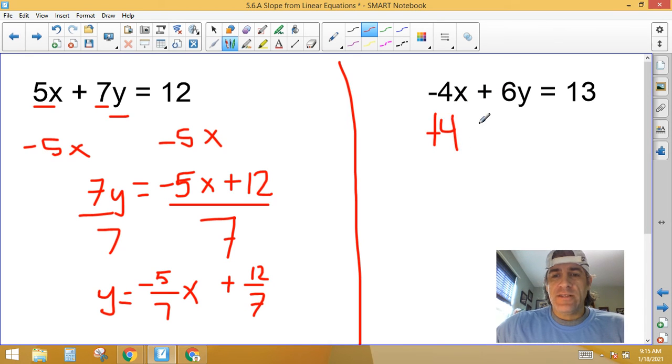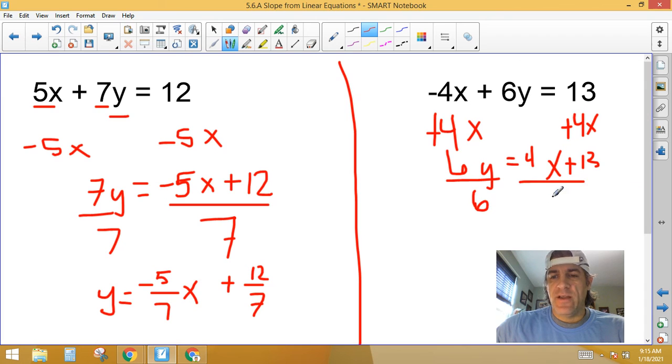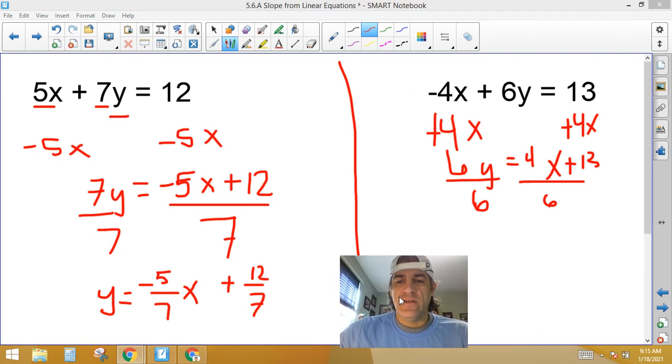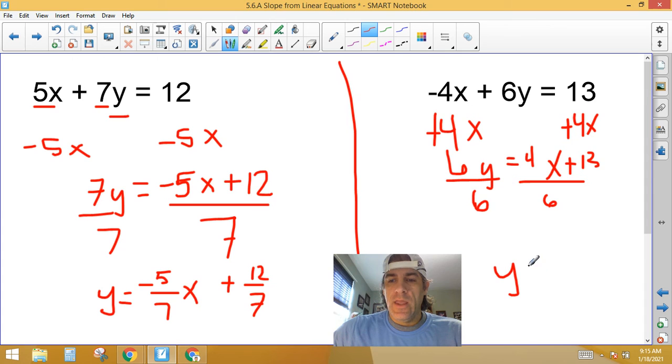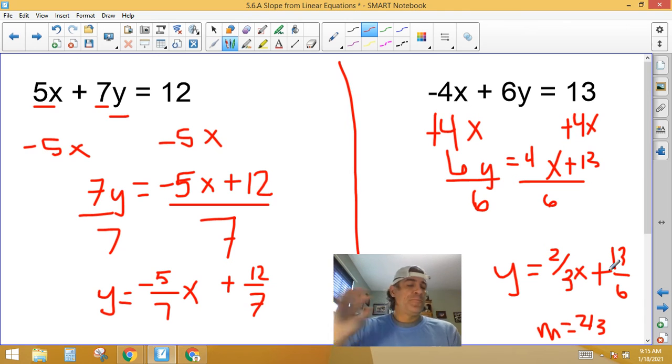Add 4x, and we're left with 6y equals 4x plus 13. Divide by 6, divide by 6. And we get y equals 4/6, which always simplifies for slope. I mentioned that to a lot of people last section. 2/3 x plus 13/6. So my slope here is 2/3.